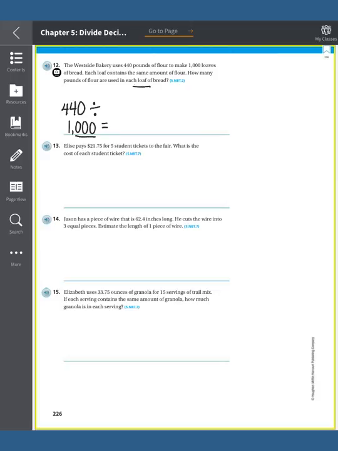We're going to move our decimal point to the left. So if we have 440 and we're going to move our decimal point to the left, we're going to move it 3 times. 1, 2, 3. Here's our decimal point, and here's our 0. So the answer is 44 hundredths of a pound, or 0.44 pounds, of a pound.